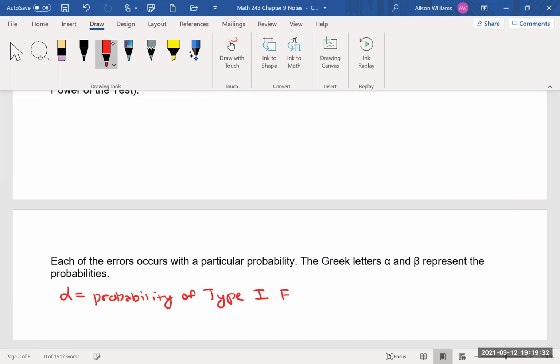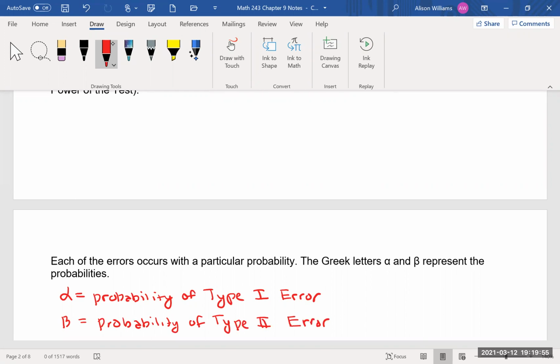My alpha slightly looks like a 2. Sorry. I'm not going to try to erase it because I'll probably mess it up. And beta is the probability of a type 2 error.